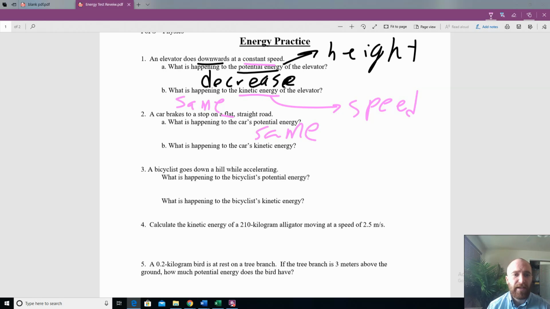What's happening to kinetic energy? Alright, we got to think about this a little bit. We brake to a stop. If we come to a stop, it sounds like we're slowing down. If you slow down, then there is less kinetic energy. So I would go with decreasing.